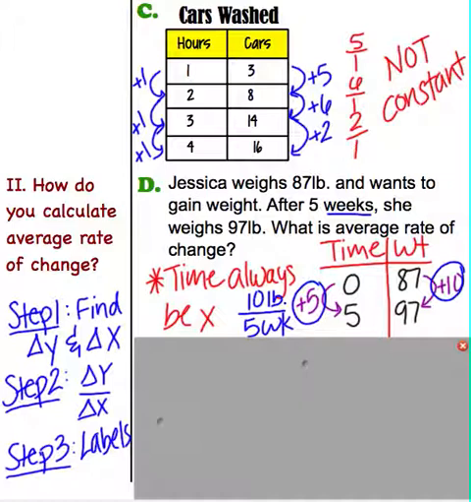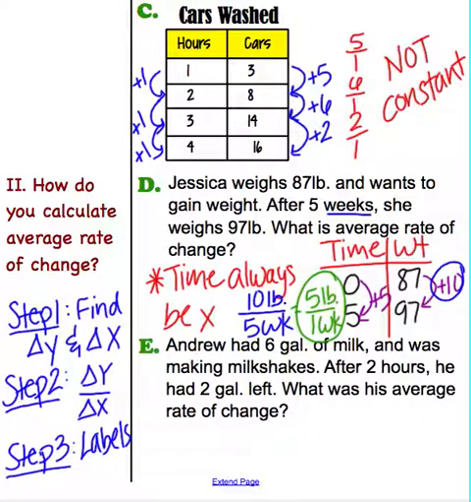The thing about rate of change is it's kind of like a fraction. We want to simplify it. So to make some space, I'm going to delete this here and move it over. When I simplify this, both are divisible by 5, which gives me 5 pounds over 1 week. That would be my constant rate of change. Let's move on to the next example.